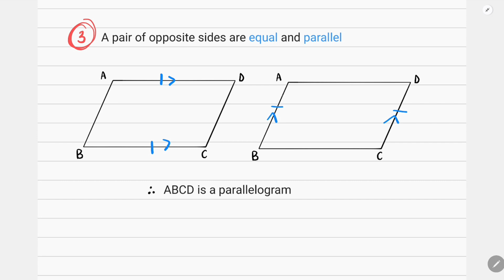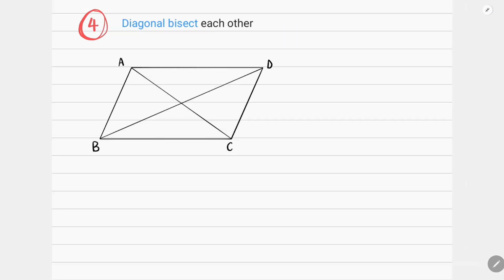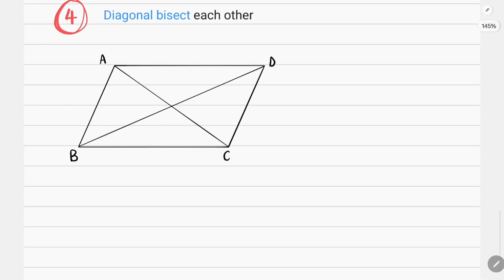The fourth way to prove that a shape is a parallelogram is to prove that the diagonals bisect each other. Now remember that this means that diagonals each cut each other into two equal parts. So let's say this is a point, and we'll just call that center point M, that would mean that AM would be equal to MC and BM would be equal to MD.